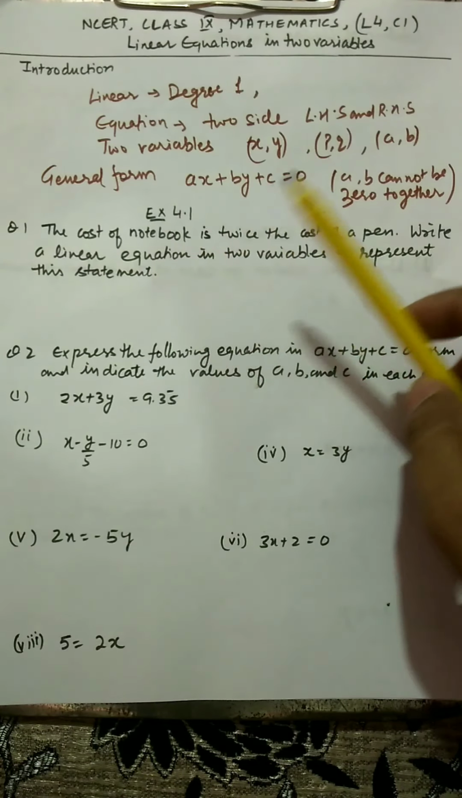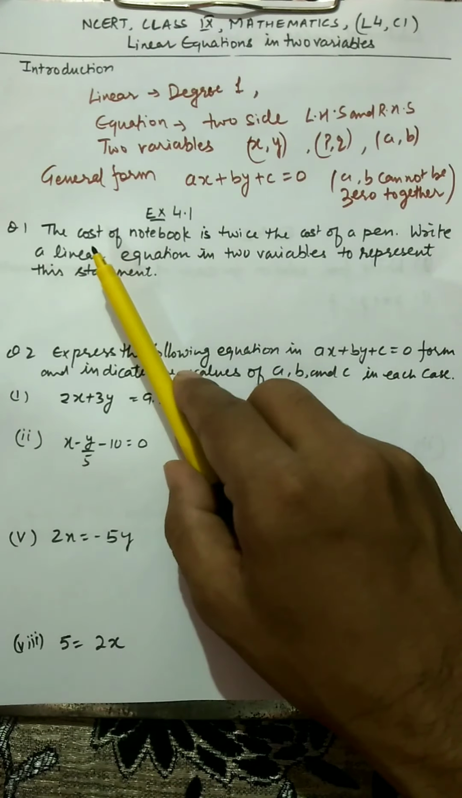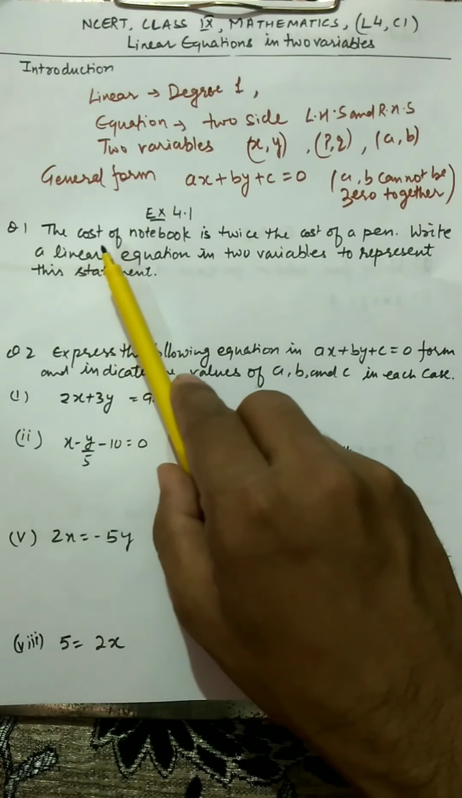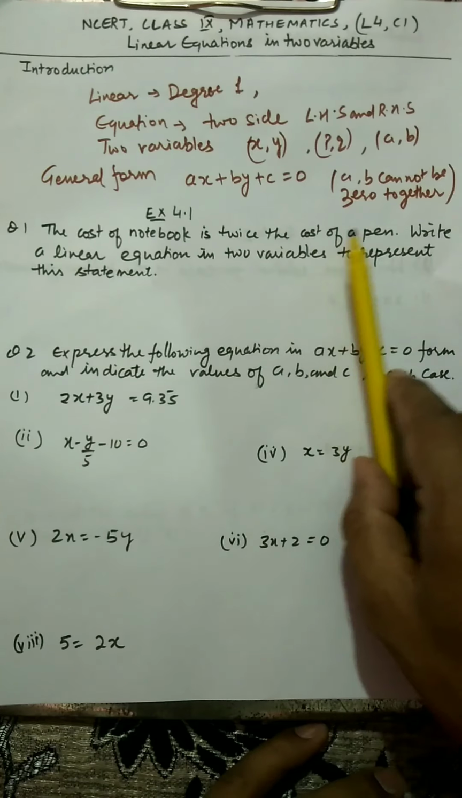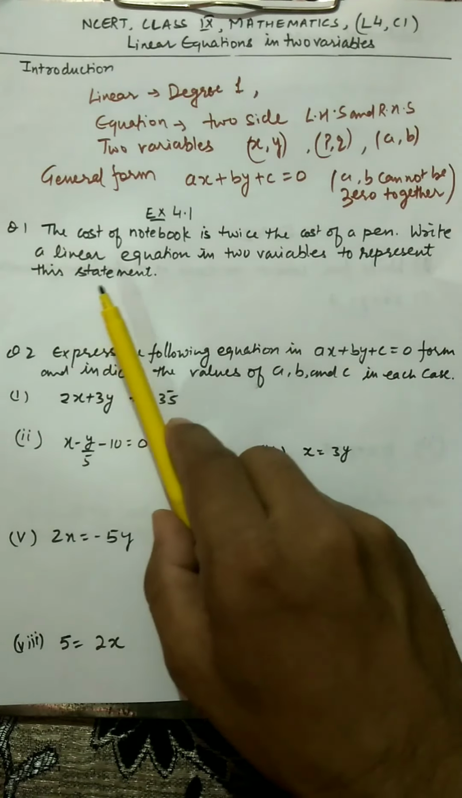Now come to this problem of exercise 4.1. This is based on this linear equation in two variables. The cost of a notebook is twice the cost of a pen. Write a linear equation in two variables to represent this statement.